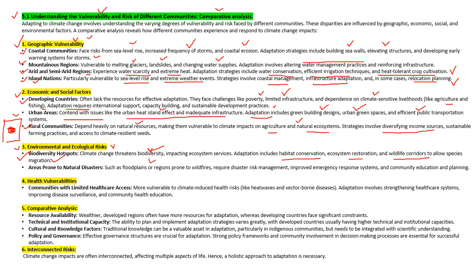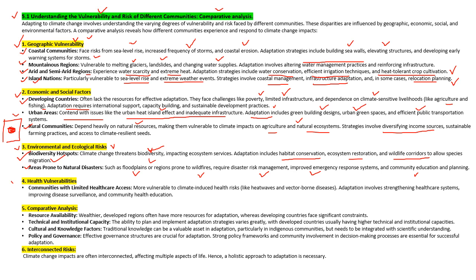Areas prone to natural disasters. Those areas where there are the plains, there are regions which are prone to wildfire. These require disaster risk management, improved emergency response systems, community education and planning.